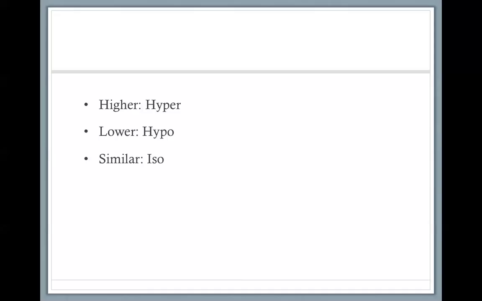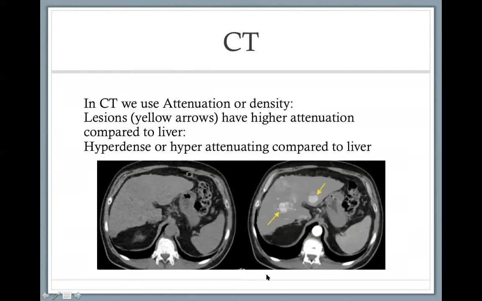Later on, you're going to see that we always compare to a reference. If what I'm measuring or what I'm looking at is higher, we call it hyper. For example, density in CT compared usually to water, but we can also compare different structures to each other. And if it is less, we call it hypo, and if it is similar, it's iso. This is general. What does that mean?